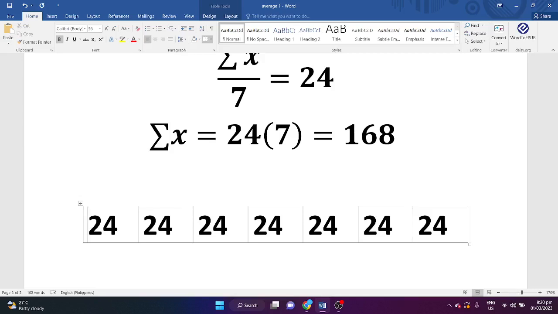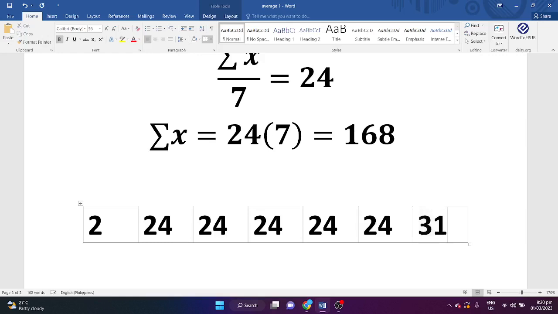However, now we can adjust this value based on our given 2 numbers, which are the smallest and the largest. So instead of having 24 here, this is no longer 24, but this is what? This is 2. This is the smallest among the 7, and the largest would be 31. So I'll be replacing the last 24 here.